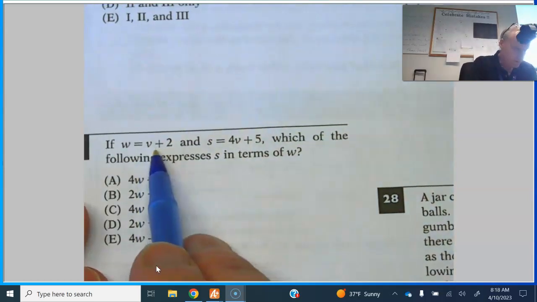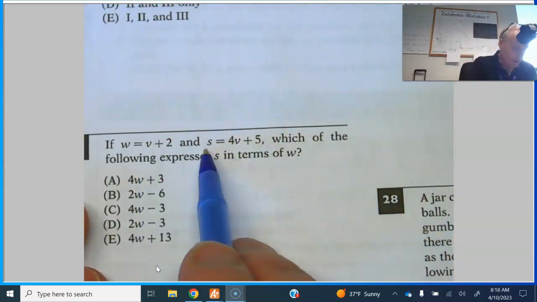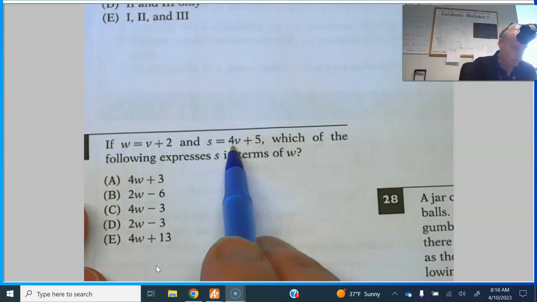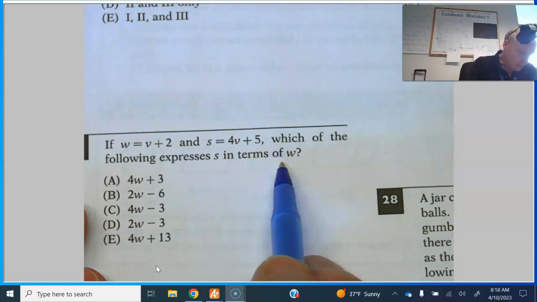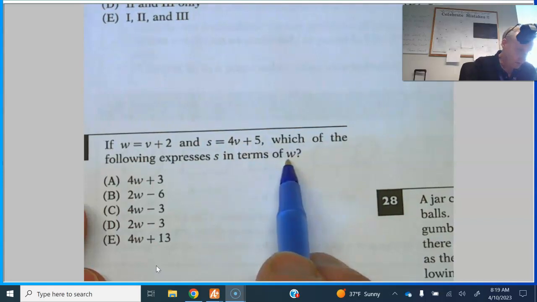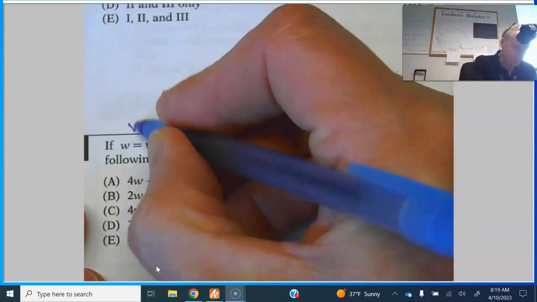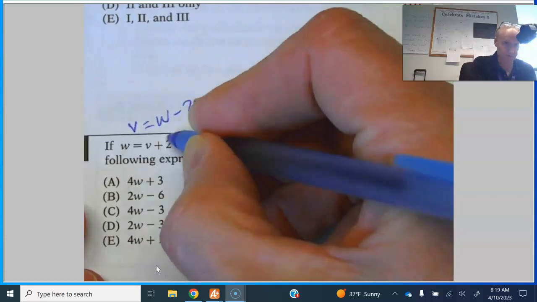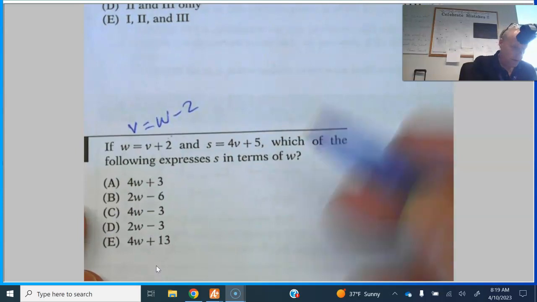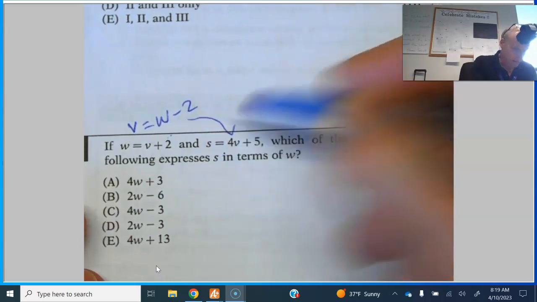W equals V plus 2, and S equals 4V plus 5. Which of the following expresses S in terms of W? Well, what you have to do is put V equal to W minus 2. I just subtracted 2 from both sides. Hopefully that's clear. And then I'm just going to put this in here.